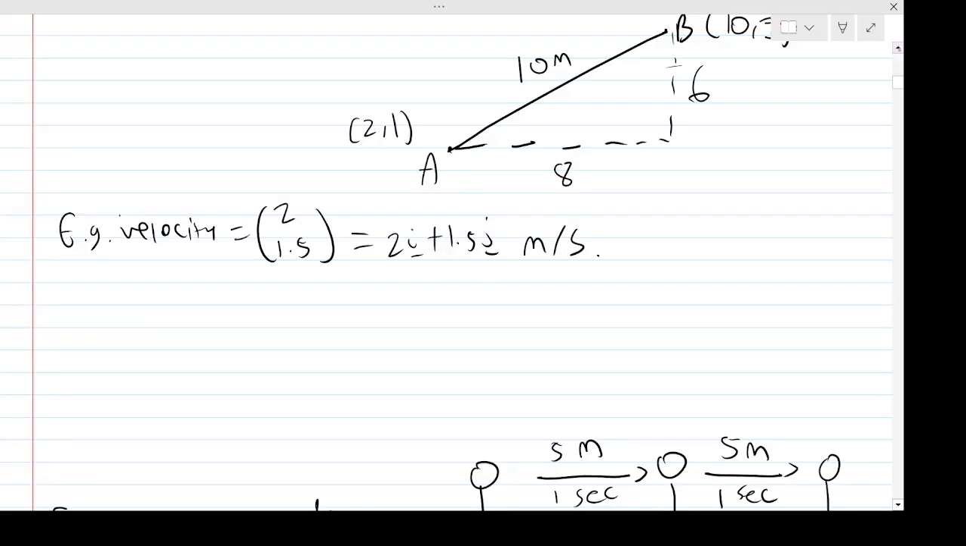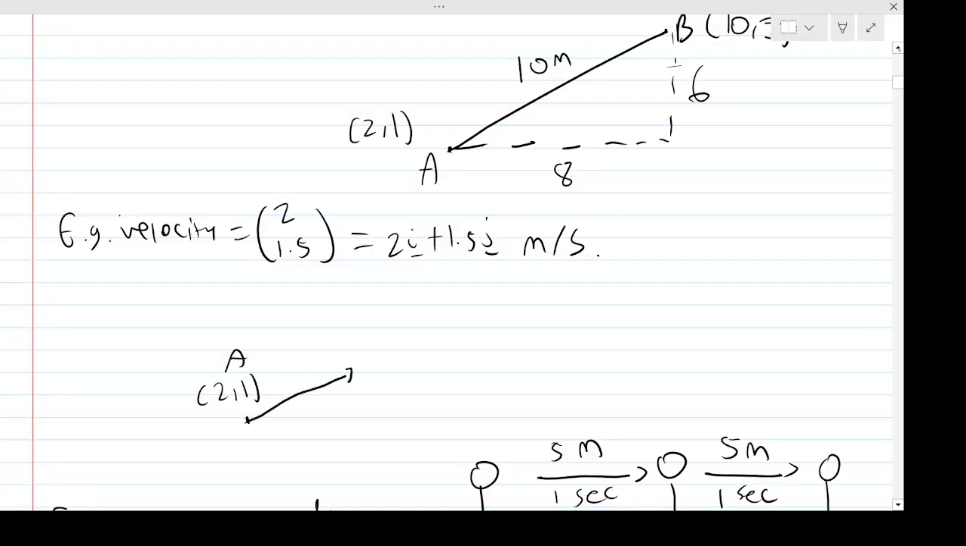So let's demonstrate what's going to happen. I have the point A here. The point A is 2,1. Now the velocity is telling me I need to move by this amount every second, okay? So if I'm starting at 2,1, I'm adding 2i and 1.5j. The i is basically the x, and the 1.5j is basically the y.